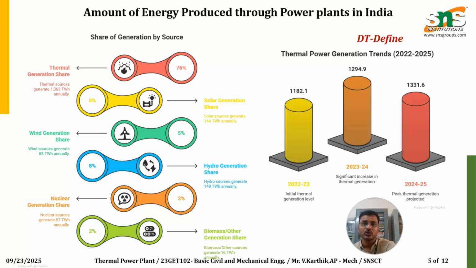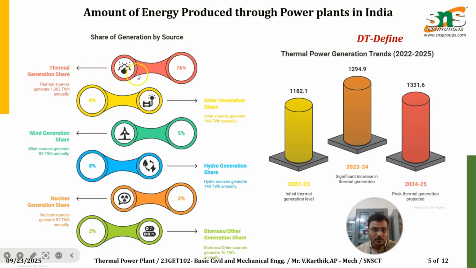The amount of energy produced by power plants in India. These are some of the summary history about thermal power plants from 2022 to 2025. Here 1331.6 kilowatt power has been generated in 2024-25. Almost in all the years, about 1000 kilowatt power has been produced.